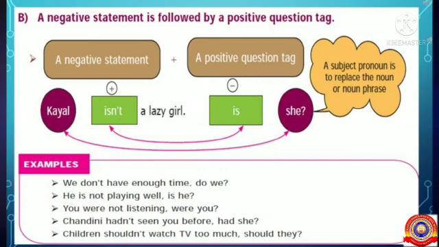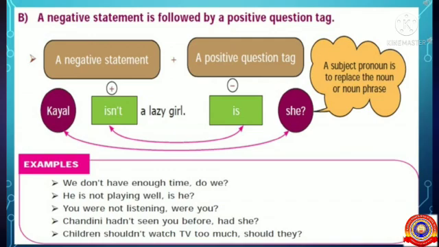Next one. A negative statement is followed by a positive question tag. Here, the negative statement is Kyle isn't a lazy girl. And the positive question tag is she. Here, a subject pronoun is to replace the noun or noun phrase.